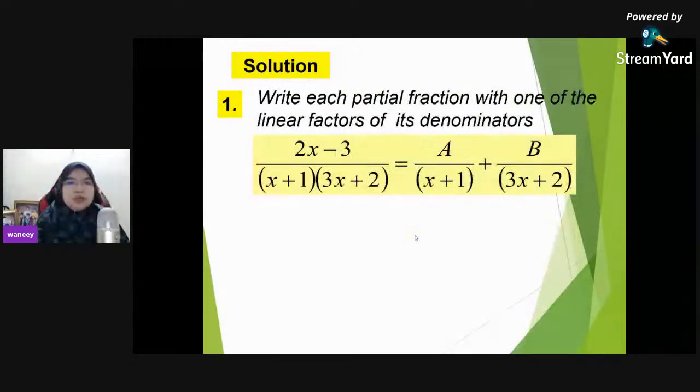Okay, so write each partial fraction with one of the linear factors of its denominator. So 2x minus 3 over x plus 1, 3x plus 2 will become A over x plus 1 plus B over 3x plus 2. So that is your first step. Make sure we open them correctly. Okay, next.